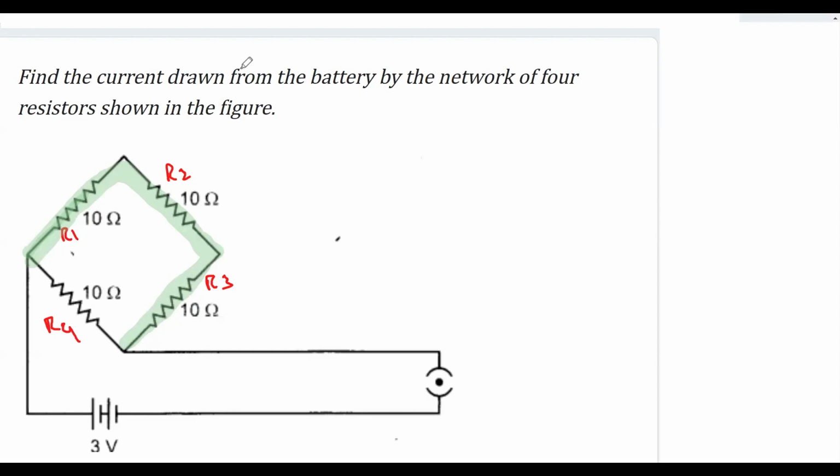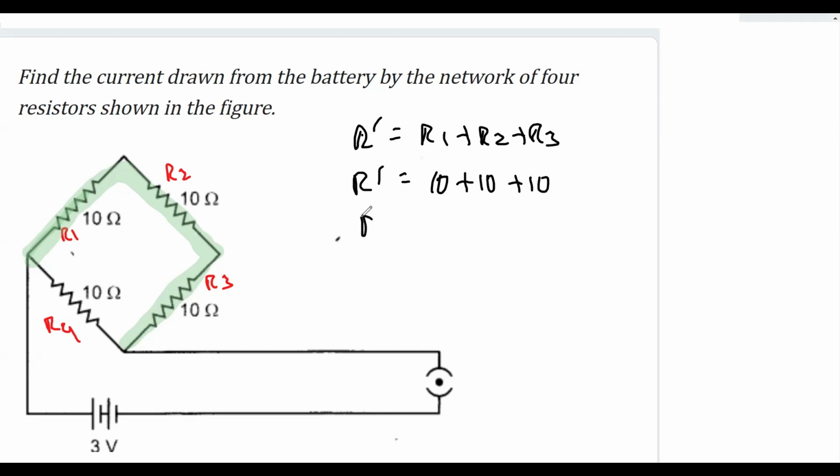So if I have to find out the resistance across this, let's say I use R dash here, it will be equal to R1 plus R2 plus R3. So R dash comes out to be 10 plus 10 plus 10. So R dash is how much? It is 30 ohm.